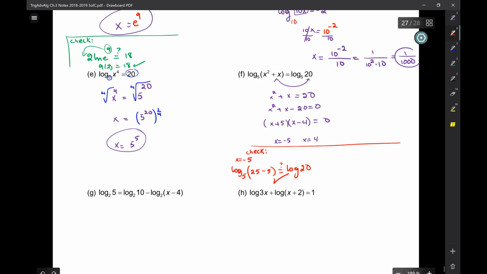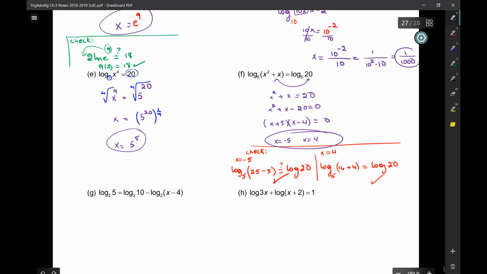It does. Woohoo! Well, what about x equals 4? Surely that's not going to work. No, it'll definitely work. I think so. Okay, so 16 plus 4. That does equal log 20. Oh my word, they both work.